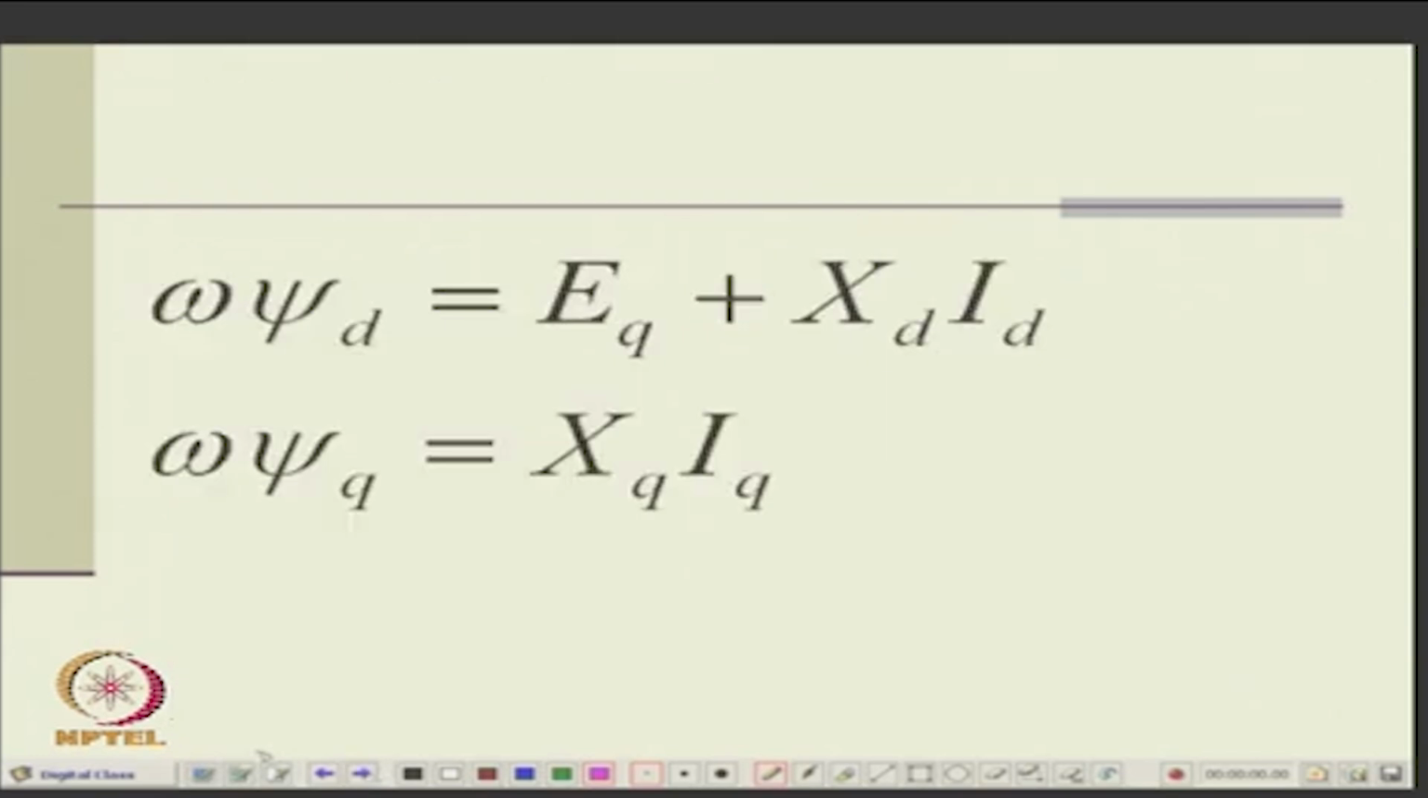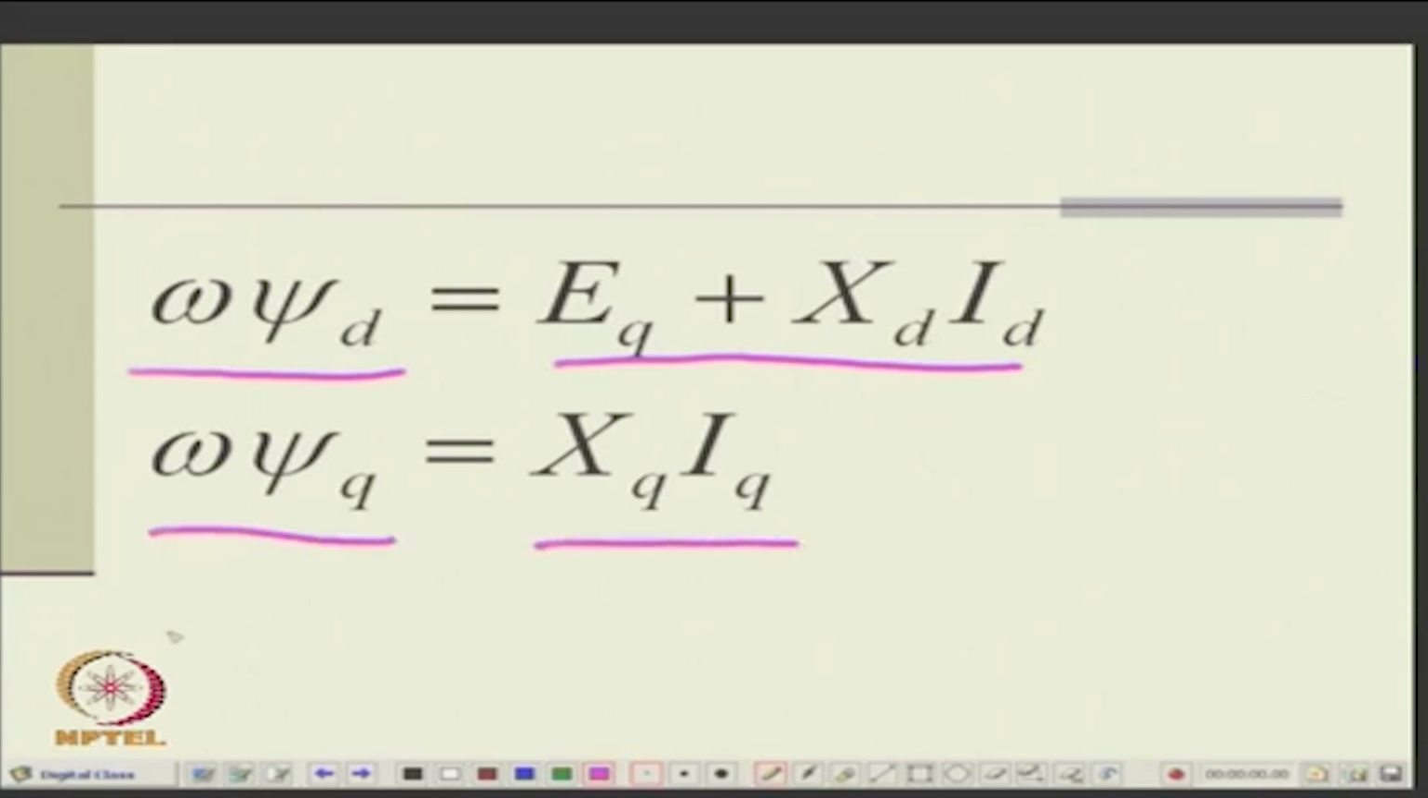Then, again under steady state, omega lambda d is EQ plus XD ID and omega lambda q, or omega psi q, is XQ IQ. These are again the terms you are expected to know.